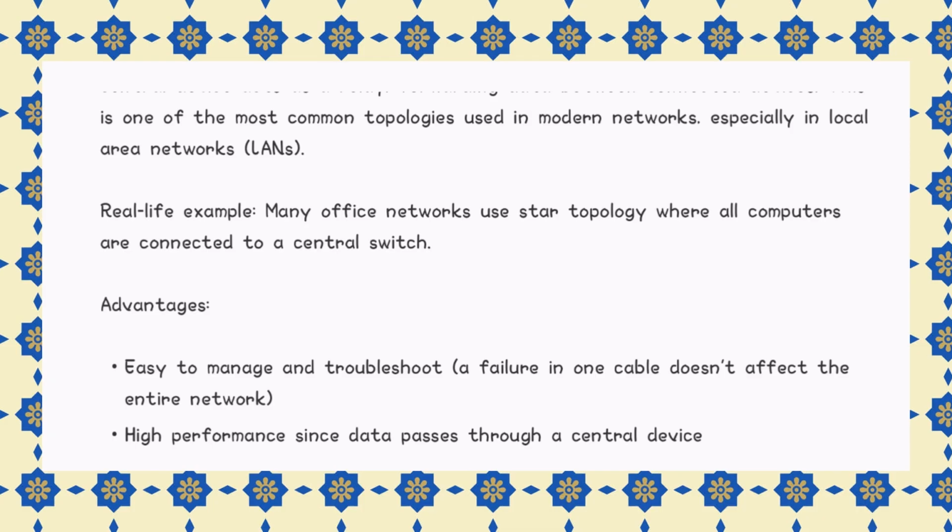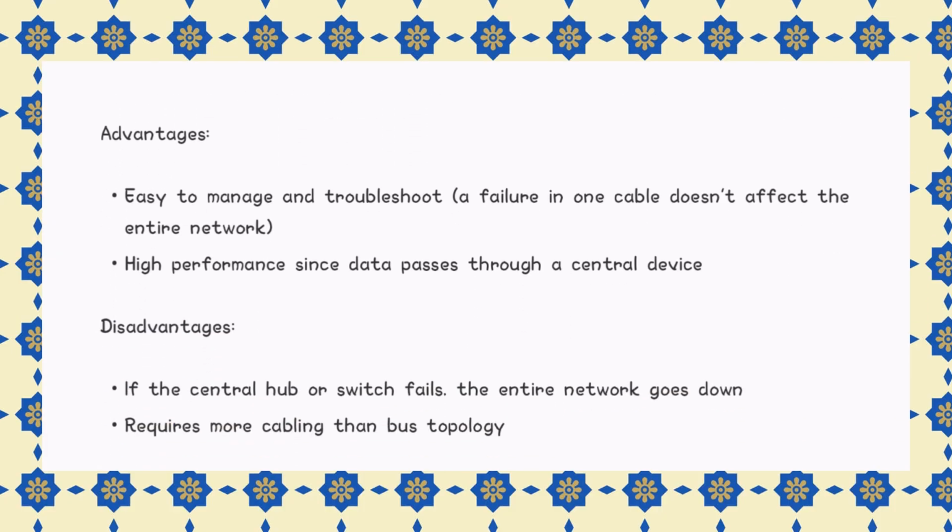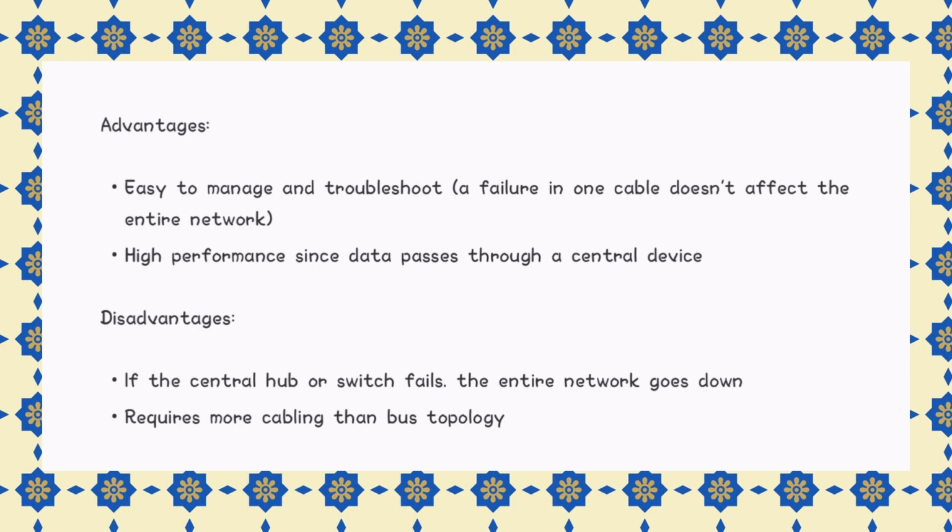Advantages: easy to manage and troubleshoot. A failure in one cable doesn't affect the entire network. High performance since data passes through a central device. Disadvantages: if the central hub or switch fails, the entire network goes down. Requires more cabling than bus topology.